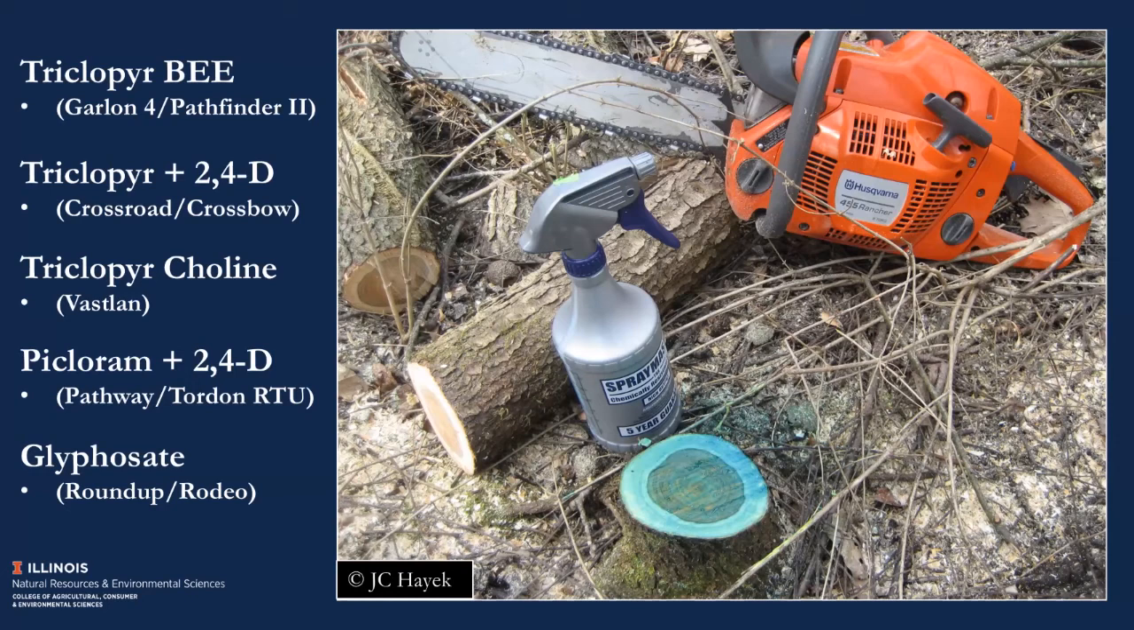Picloram plus 2,4-D is an amine-based herbicide, trade name Pathway or Tordon RTU. I don't have a problem using that herbicide, but I do not use Pathway or Tordon RTU in walnut plantations for fear of flashback potential. And then, of course, glyphosate products such as Roundup or Rodeo.